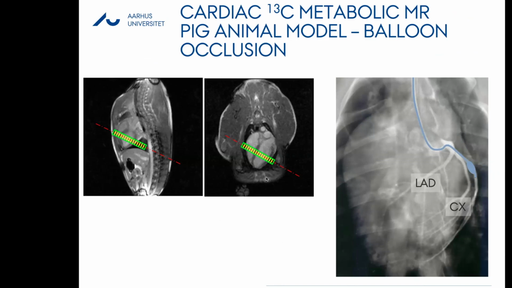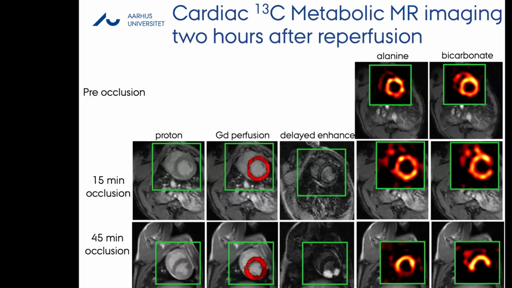And you can see here a proton scan of a heart, and you see a balloon in the coronary artery here. So you have a balloon in there to create an animal model of an infarct. If we look at the pre-occlusion data, so this is a healthy heart, you see a very nice signal of bicarbonate. So that's the PDH flux in the heart here. And then you see alanine transferase, and they show really nice images of the normal functioning heart.